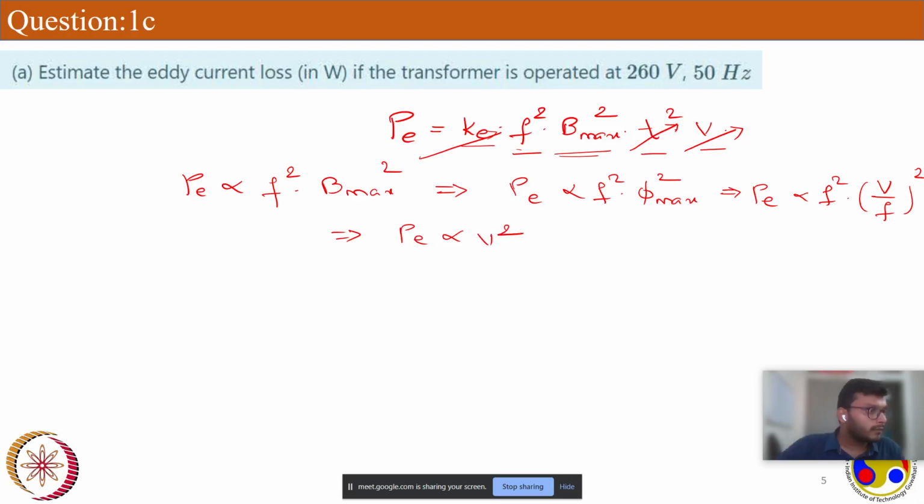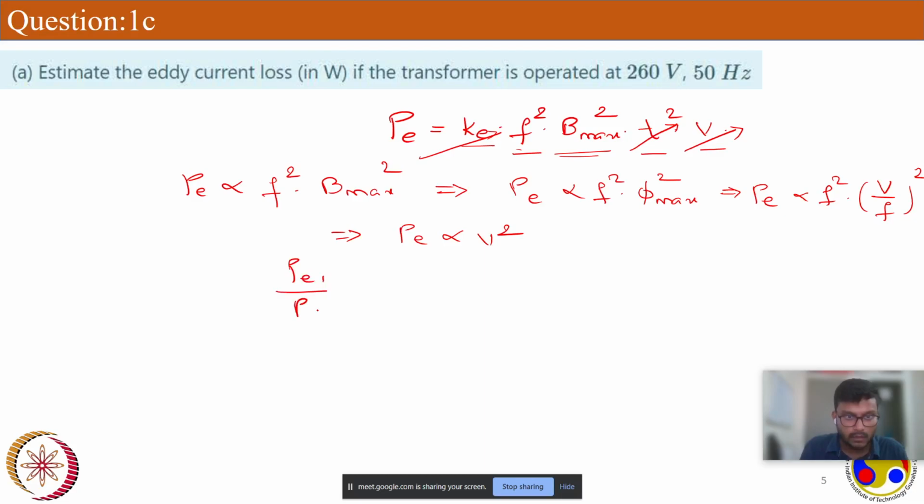So we see here that it is actually not dependent on frequency. Even if you operate this transformer at 60 Hz or 50 Hz or any other frequency, the eddy current loss is not going to vary. It is actually dependent on voltage here. Now please do calculate how much that is.